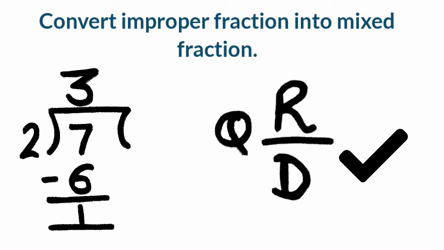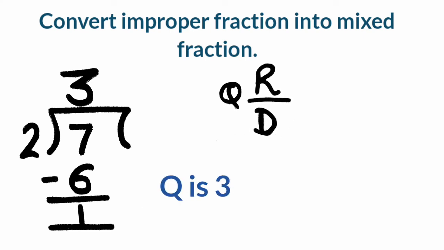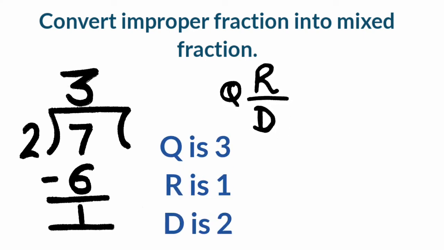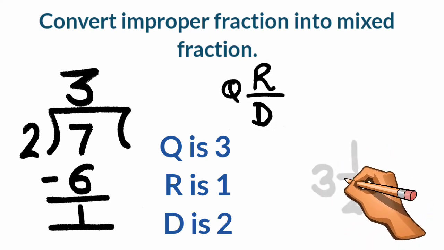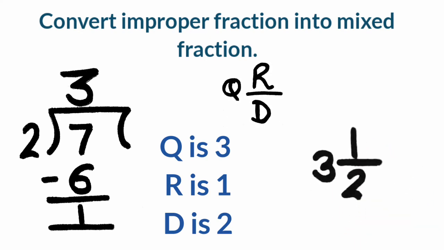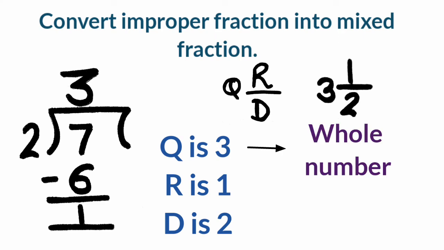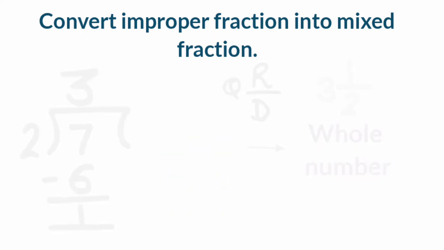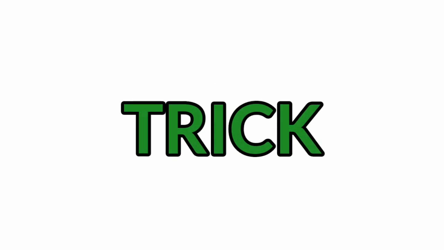It means here the quotient is 3, the remainder is 1 and the divisor is 2, and we will write this as 3 1 upon 2, as the quotient is a whole number, r is the remainder, that is 1, and d is the divisor, that is 2. Some people learn this this way, but I have another trick which I use.